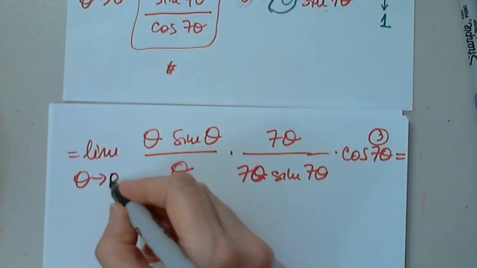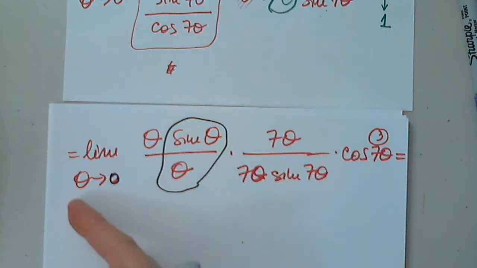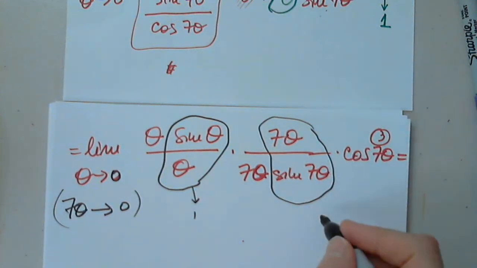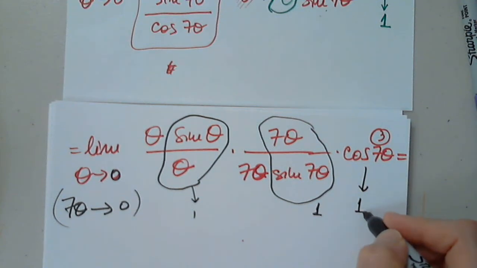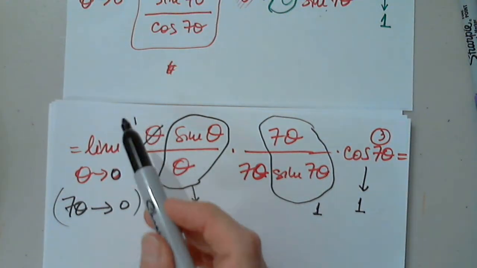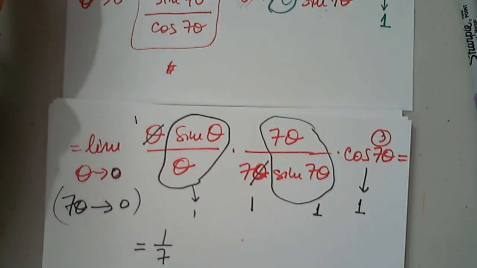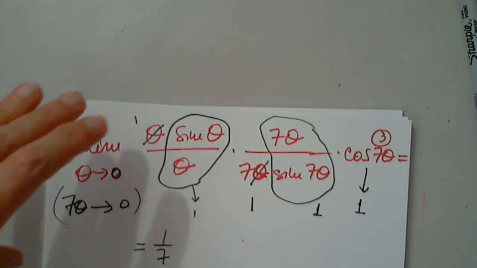But now I know, because theta approaches 0, 7 theta also approaches 0, guaranteed. So this I know approaches 1. This I know approaches 1. This I know approaches 1. I will simplify one theta with another theta in the denominator. And then what is the final answer? 1/7. Great job. Any questions? Any questions?